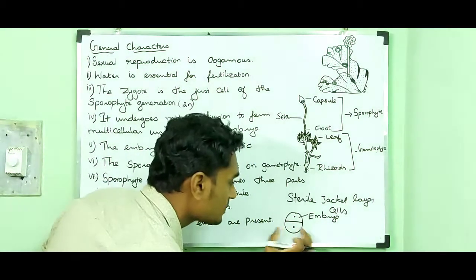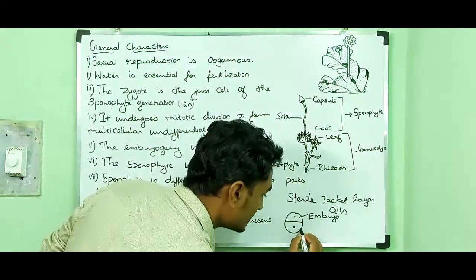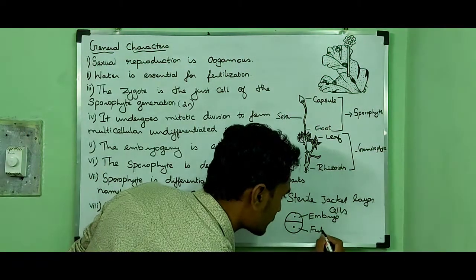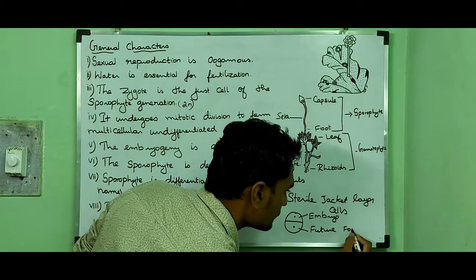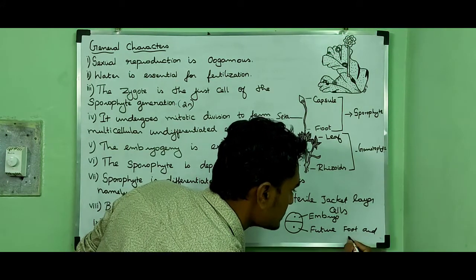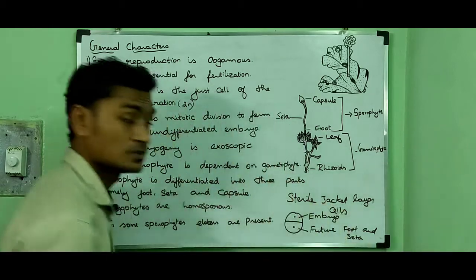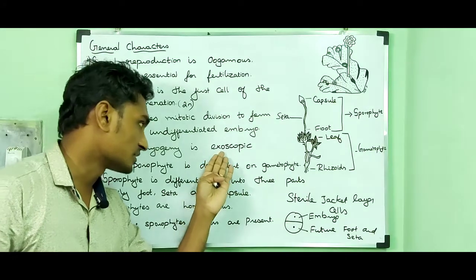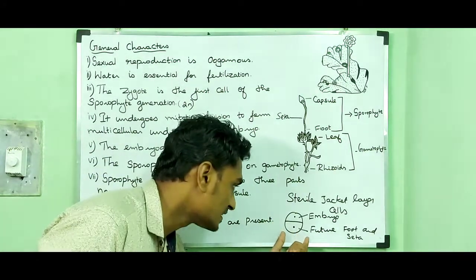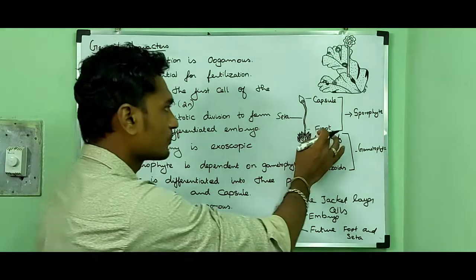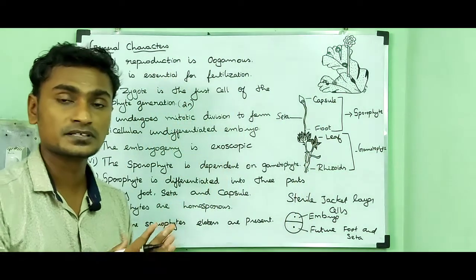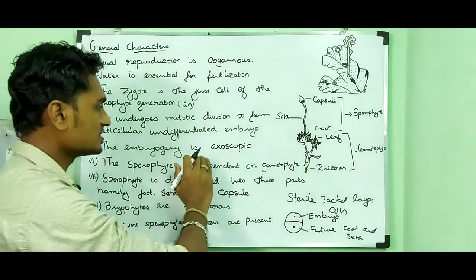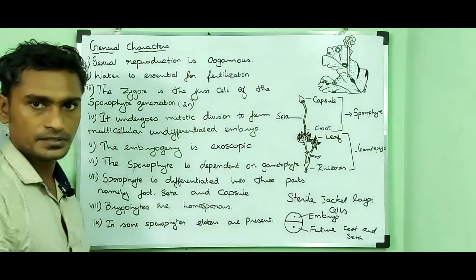Then what does the inner cell produce? That inner cell can produce the future foot and seta and capsule. The outer cell produces the embryo, that is why we call it exoscopic. The inner cell produces the foot and seta. Okay? So embryogeny is exoscopic.